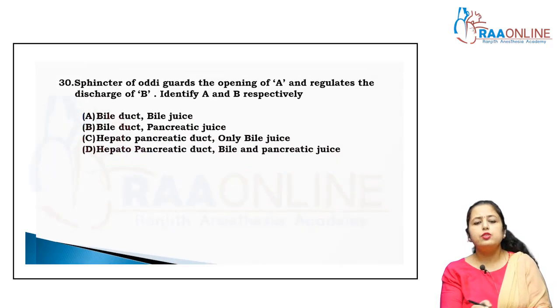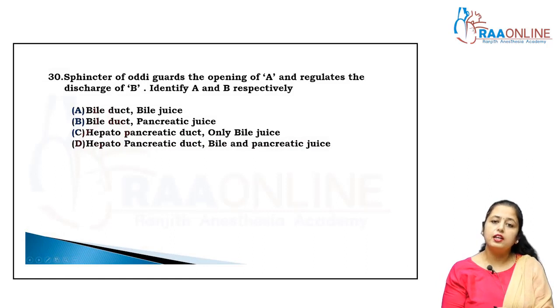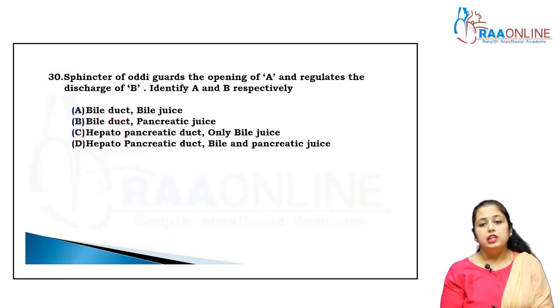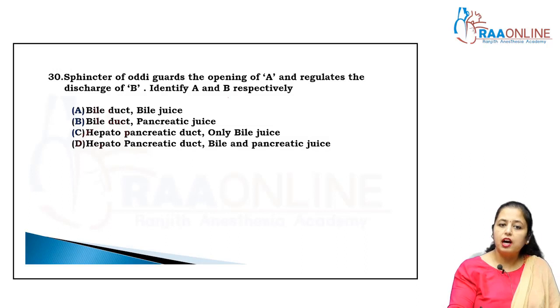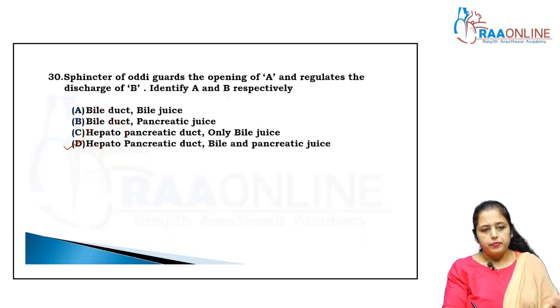Now come to the next one. The sphincter of Oddi guards the opening of A and regulates the discharge of B. So identify that A and B respectively, right? It guards the opening of the hepatopancreatic duct and regulates the discharge of the bile juice and the pancreatic juice, right? So the correct option is D. Clear?